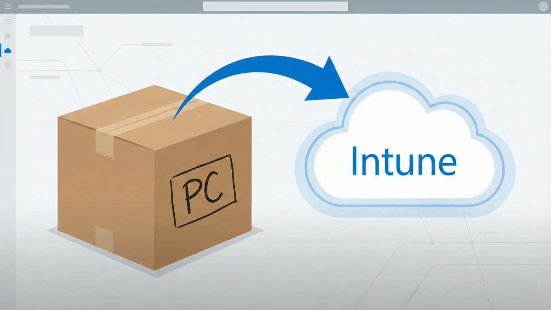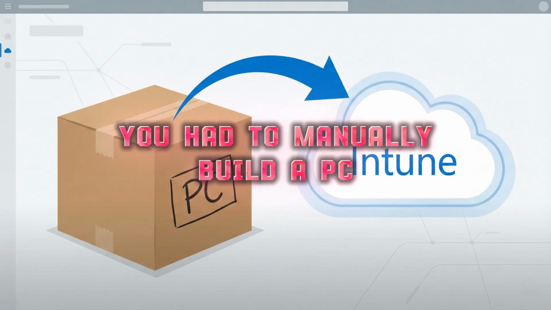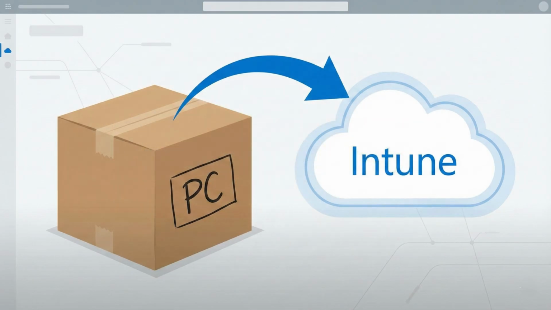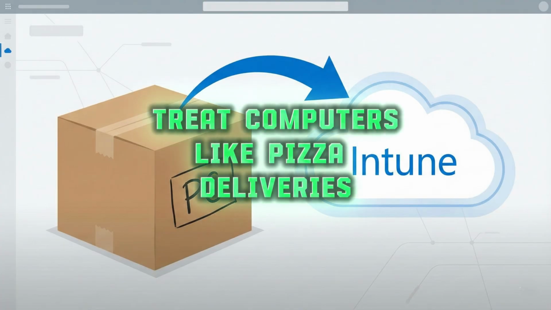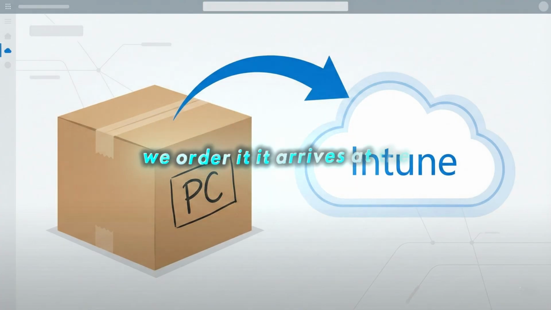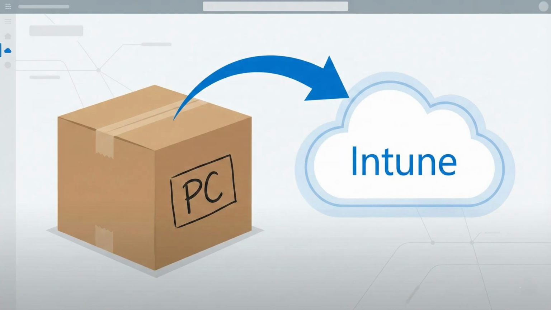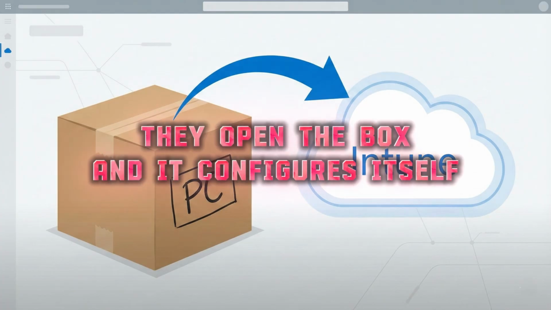Now we need to add our first device. But here is the problem. In the old days, you had to manually build a PC, name it, and join it to the domain. With Windows Autopilot, we want to treat computers like pizza deliveries. We order it, it arrives at the user's house, they open the box, and it configures itself.